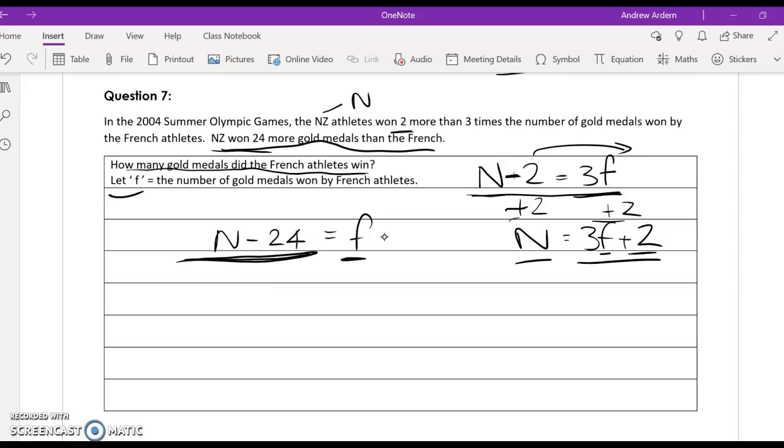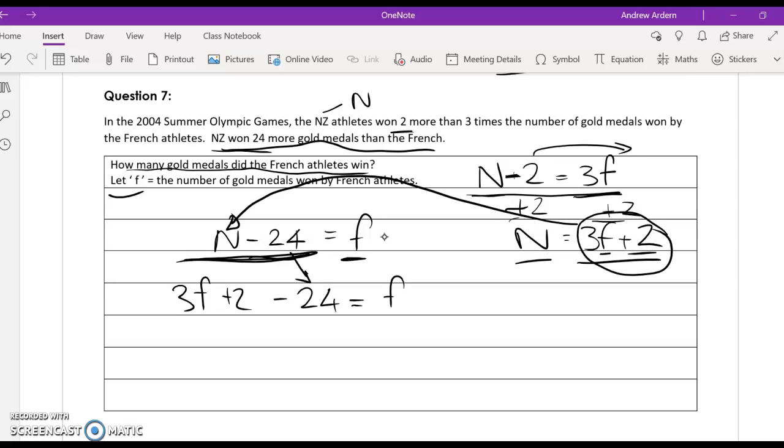And now I can take what N equals, 3f plus 2, and substitute it in for n. 3f plus 2 now, 3f plus 2, keep the minus 24, that goes there, equals f. That bit there came straight from what n equaled. And once I've got to this part, this is the bulk of the work done.